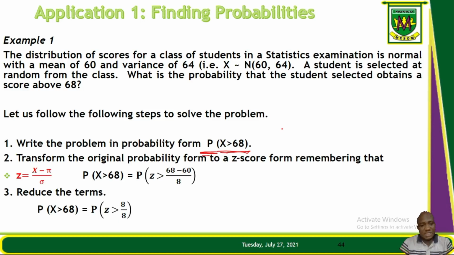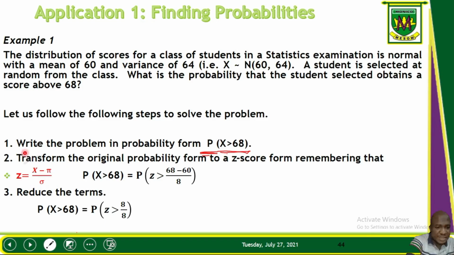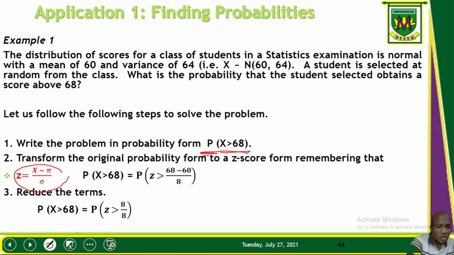Now, the formula for the z-score is z equals x minus mean over standard deviation. This is the formula for the z-score. We want to convert the problem from probability form to z-score form, to standardized form. So to convert to standardized form, to z-score form, we need to follow the z-score formula.